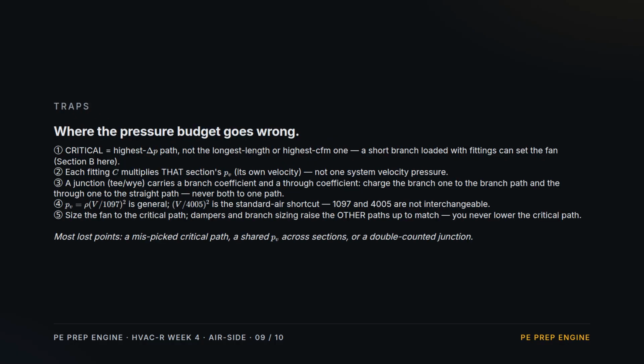The traps. Critical means highest pressure loss, not longest or highest flow. Every coefficient multiplies its own section's velocity pressure, not one shared value. A junction splits into a branch coefficient and a through coefficient. Charge each to its own path, never both to one. The 1100 and 4000 constants are not interchangeable. And you size the fan to the critical path. Dampers raise the other paths up to meet it.